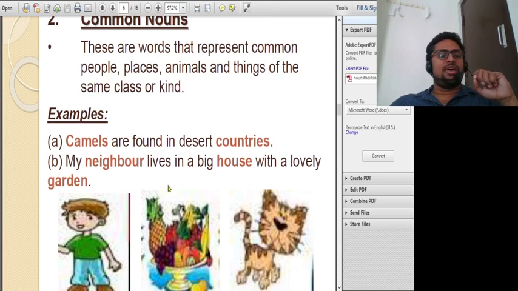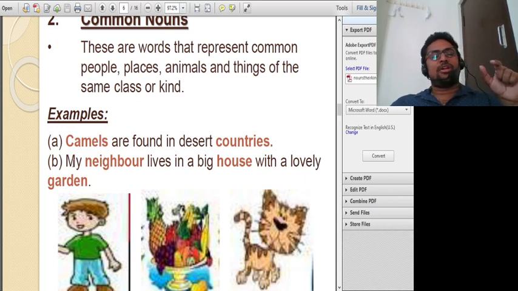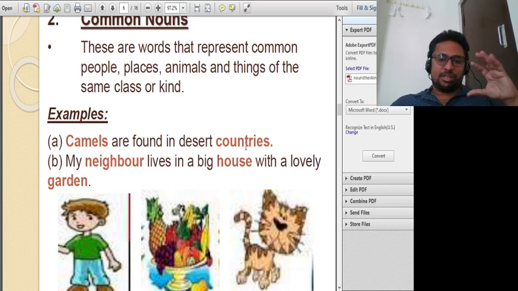For example, camels are found in desert countries. Camels is a common noun. I am not mentioning a particular name for the camel. So camel is a common noun, and countries is a common noun. India is a proper noun. For this, country is common.